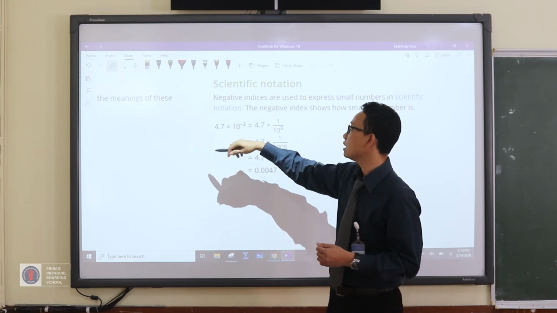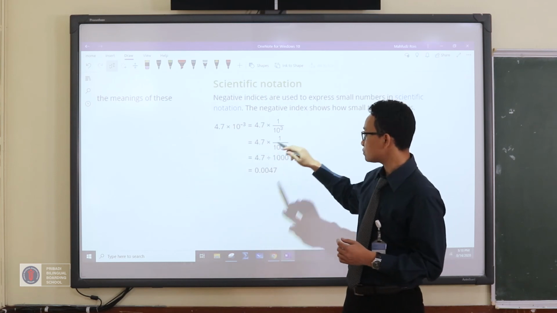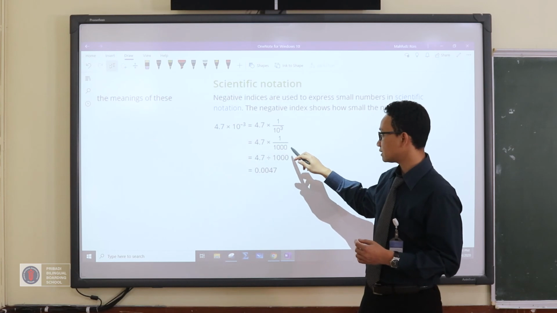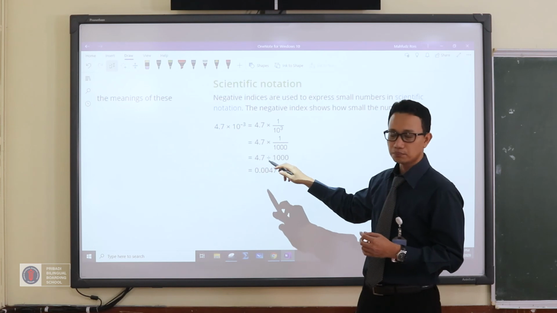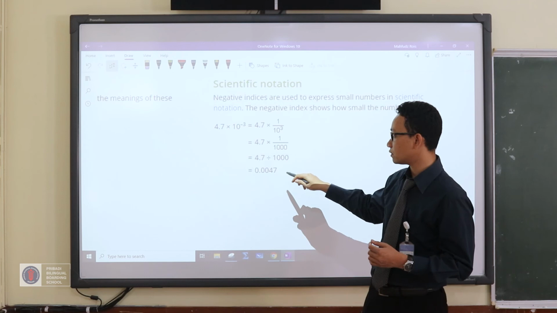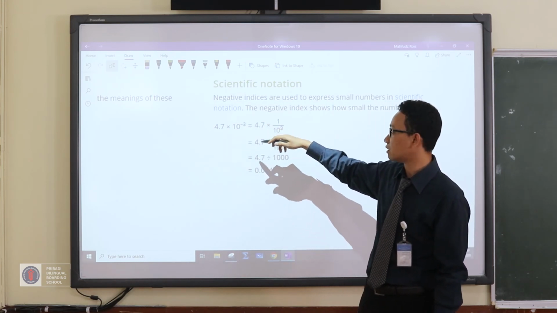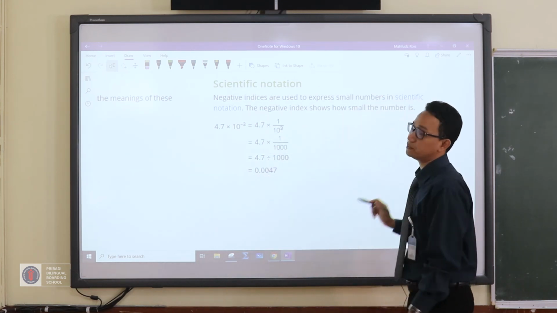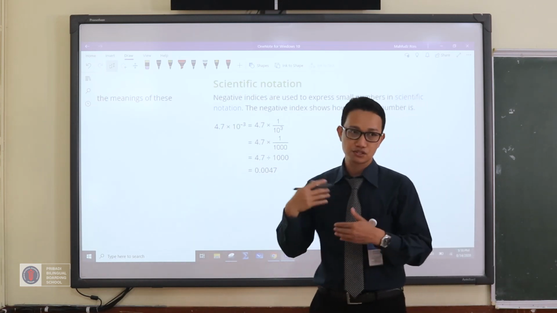For example, here you have 4.7 multiplied by 10 to the minus 3. It means 4.7 multiplied by 1 over 1000, or 4.7 divided by 1000. So it will be 0.0047. Imagine if it were a bigger number, let's say 20 or 100. It would be 0.000000 and so on, which is not good. It's wasting time, so it's better to transform it into indices.